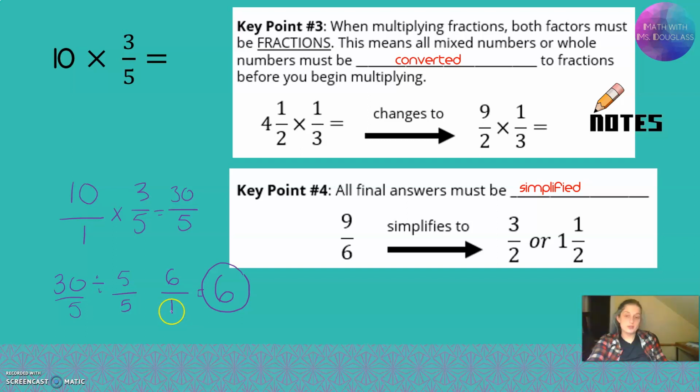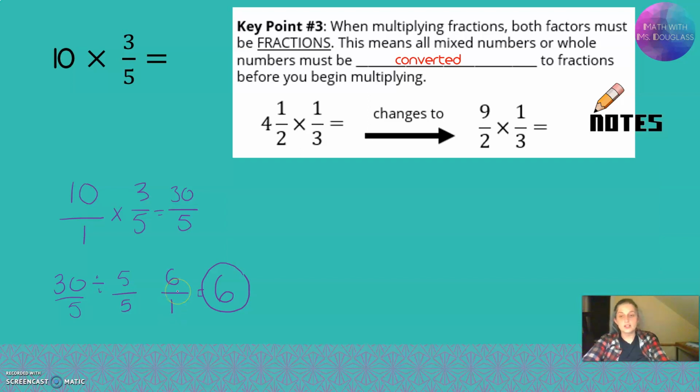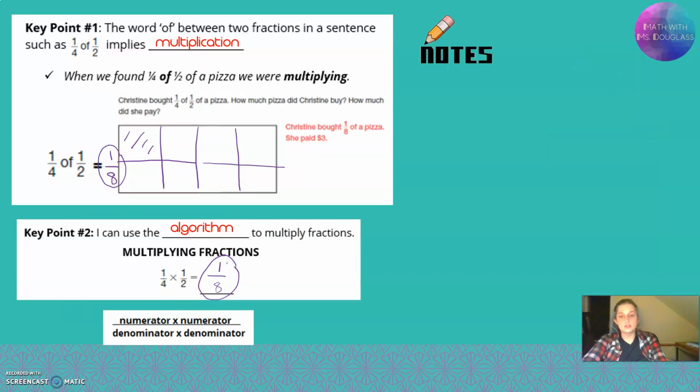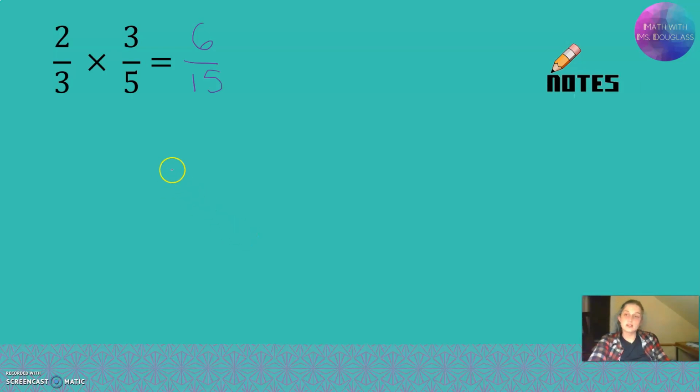If it ended up being something else, you would not simplify to a whole number and you would have a final answer of a fraction. So 6/15. You can also simplify in the moment. I see a 3 here and a 3 here. If I divide 6 and 15 by 3, that gives me 2/5.